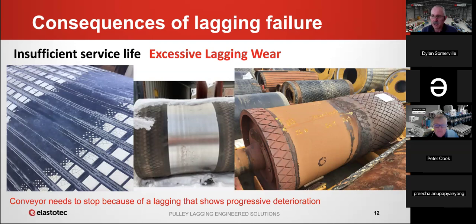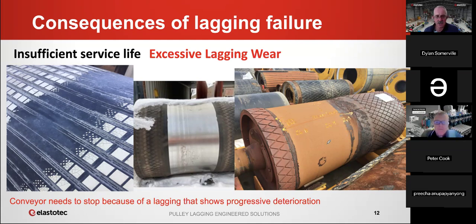The ideal situation, and what we're always trying to achieve, is to match the lagging to the pulley so that the lagging lasts the full life of the mechanical components. So the only time you're pulling the pulley out is when the bearings have physically reached the end of their service life. That's the goal.